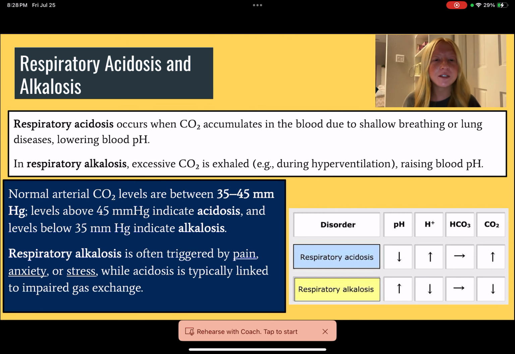Respiratory acidosis occurs when carbon dioxide accumulates in the blood due to shallow breathing or lung diseases, lowering blood pH. Respiratory alkalosis is when excessive carbon dioxide is exhaled, and this raises the blood pH.